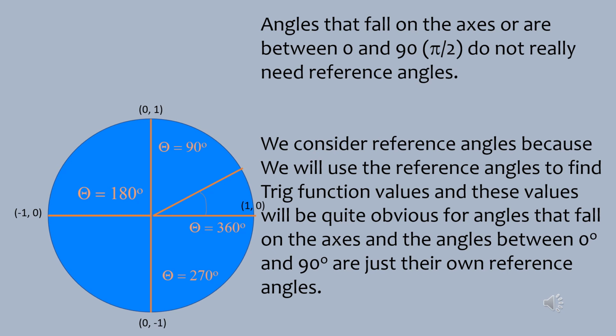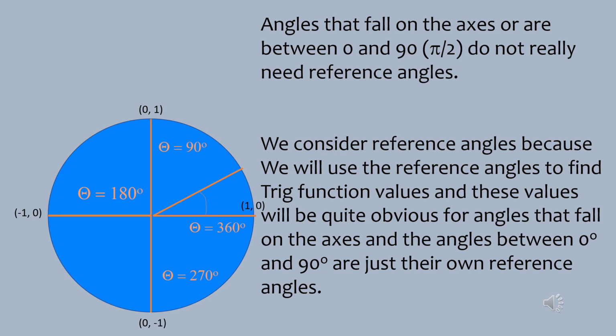And if you're in between 0 and 90 degrees or 0 and pi over 2, then your reference angle is just itself. So again, if somebody wants to say that 44 degrees has reference angle 44 degrees, that's perfectly fine if they want to say that. There's nothing really wrong about saying it. But if somebody else wants to say, well, it's kind of unnecessary to say that 44 degrees is its own reference angle, I would understand that also.